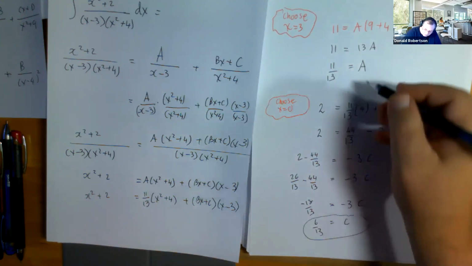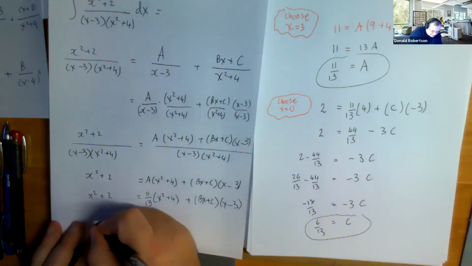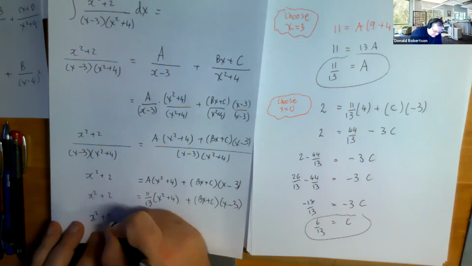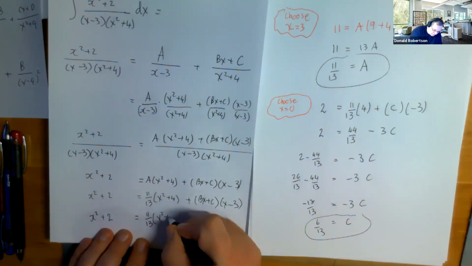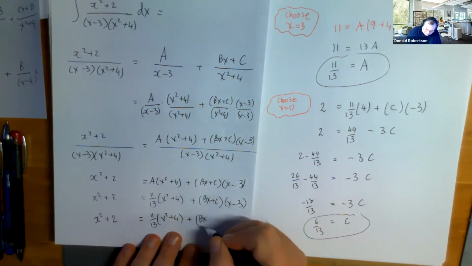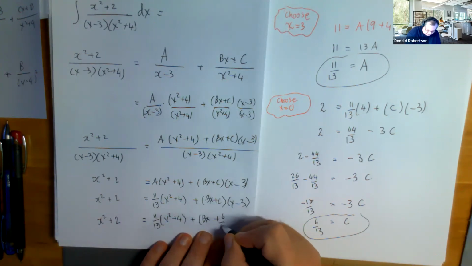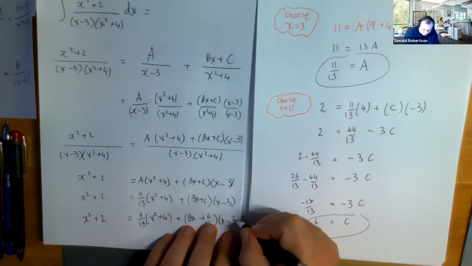So actually nicer than it might have been. Don't we now know what C is? It's 6/13. And I'll go over here and I'll now update my information. 11/13 over x minus 3, plus Bx plus 6/13 over x squared plus 4.